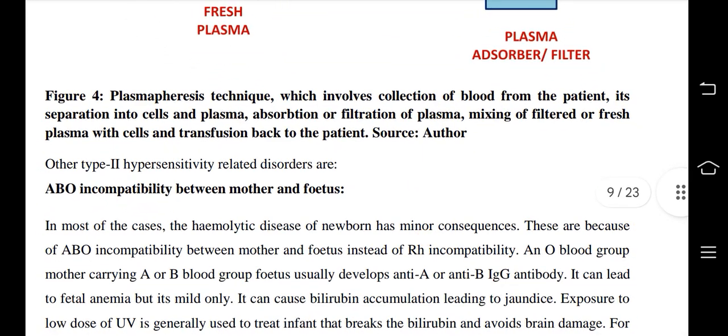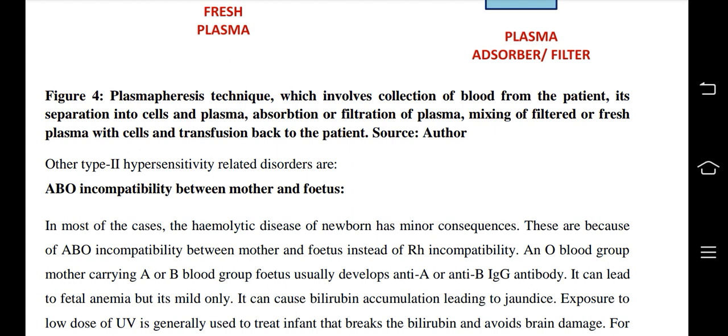Other type 2 hypersensitivity related disorders include ABO incompatibility between mother and fetus. In most cases, the hemolytic disease of the newborn has minor consequences. These are because of ABO incompatibility between mother and fetus instead of Rh incompatibility. An O blood group mother carrying an A or B blood group fetus usually develops anti-A or anti-B IgG antibodies. It can lead to fetal anemia, but it's mild only.